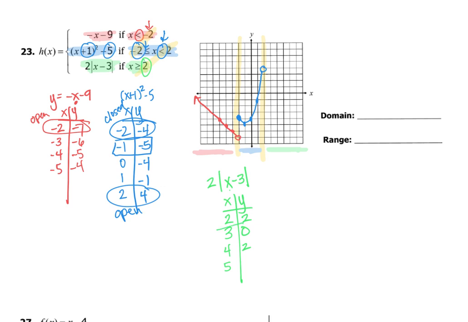So again, we should have known too that 3, 0 was our vertex. But if you didn't recognize it, you should have noticed it when we started repeating values. When we plug in 5, we have 5 minus 3 is 2. 2 times 2 is 4. So we're going to have just a part of this V.